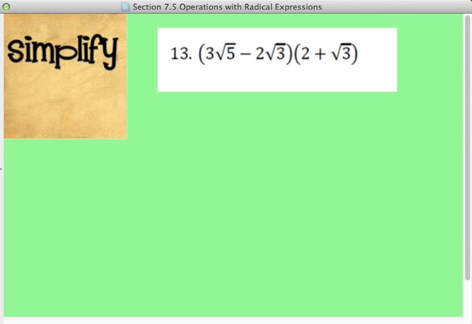All right. 13, let's go ahead and look at this. Before we were just adding and subtracting. Now we have multiplying. Well, like before, in order to solve this, I need to FOIL. So when I multiply this, I would get 6 square root of 5. Then I would take this times this. So that will give me plus 3 square root of, it's going to be 5 times 3.